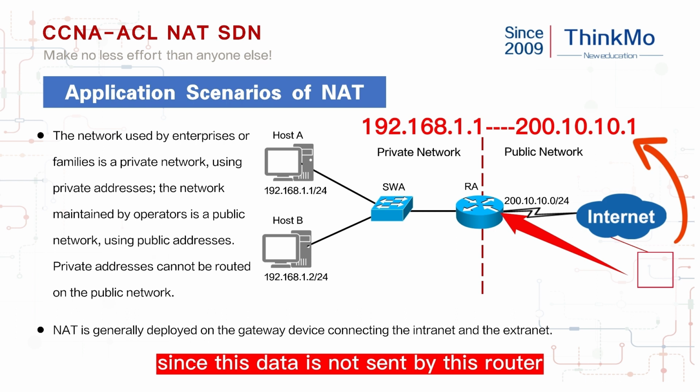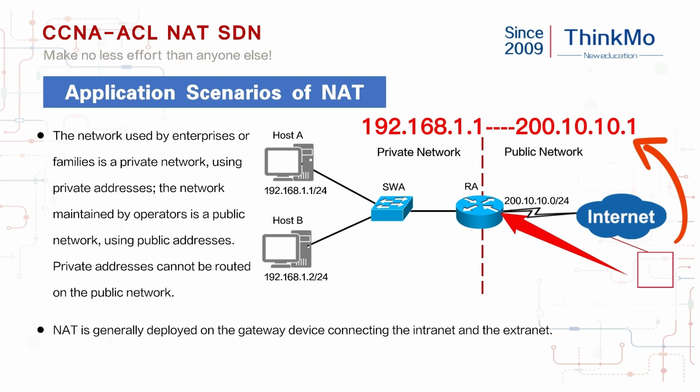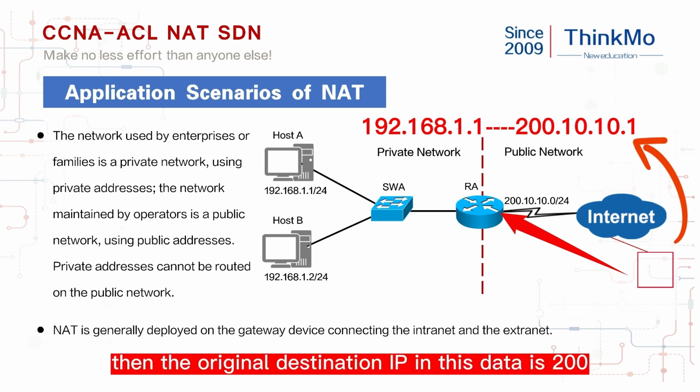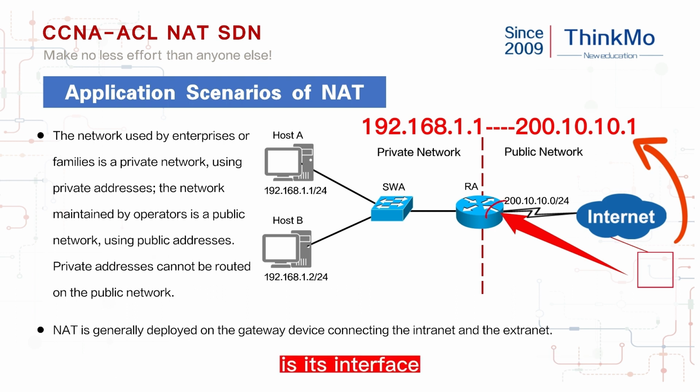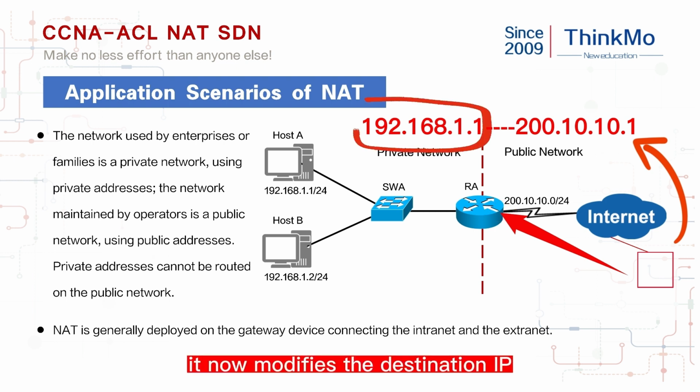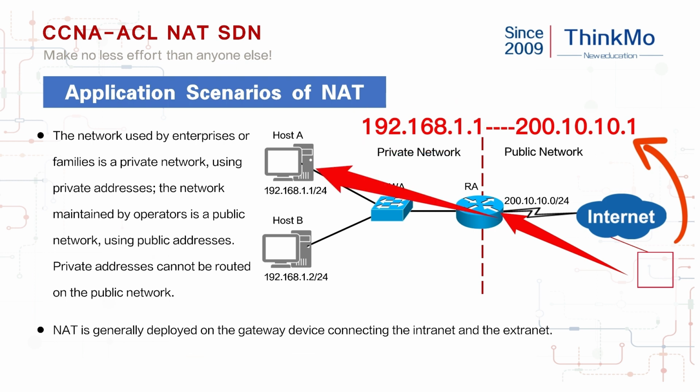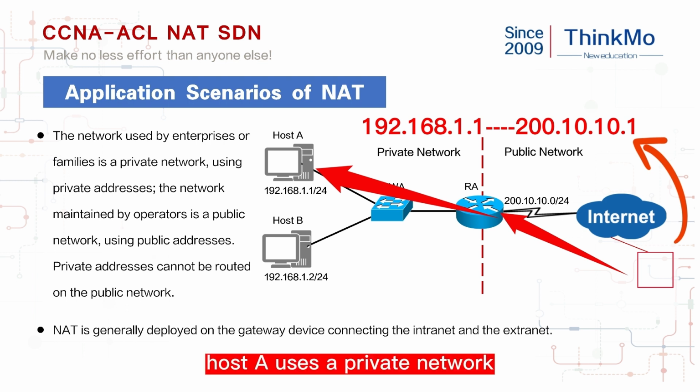Since this data is not sent by this router, it has to be checked locally: did someone just go online with such an address? If so, let's see who uses it. Is it 192.168.1.1? Then the original destination IP in this data, 200.10.10.1, is its interface. It now modifies the destination IP and sends it back. So, equivalently, host A uses a private network to communicate with a public network. So this is how we go online now.